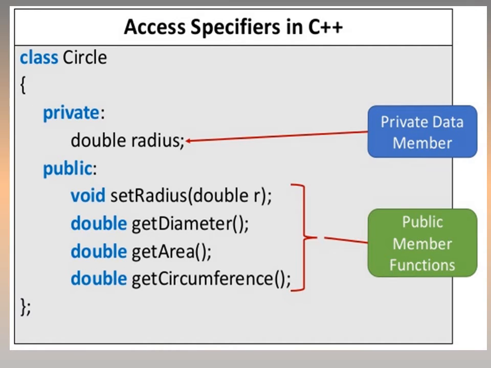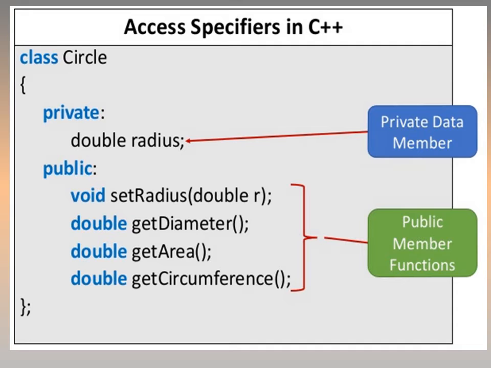Now see the example, class circle. In the body of the class circle, we use the access specifier private, where we declare the variable double radius. That is a private data member, as it is declared under the private access specifier.